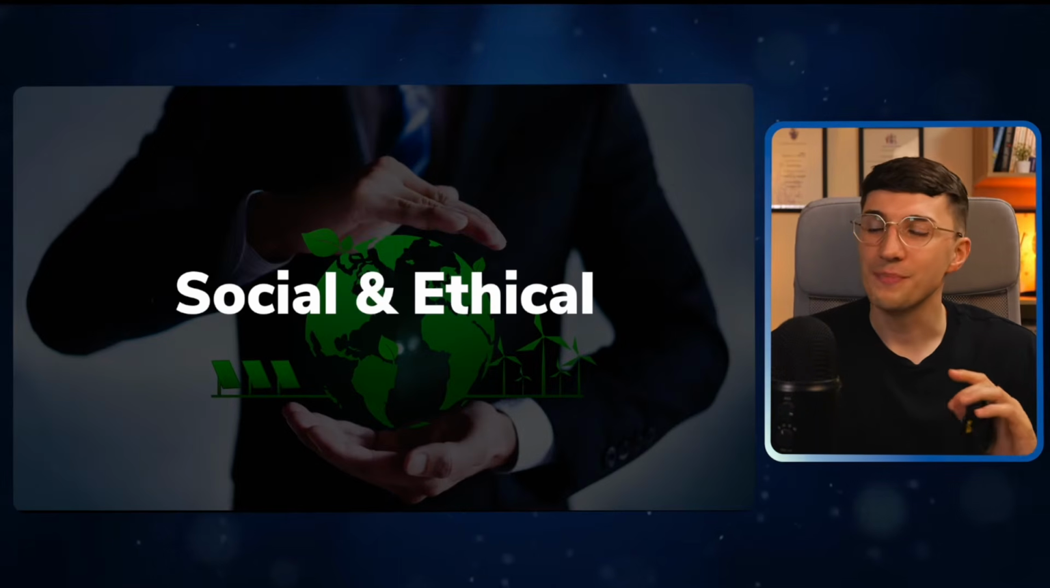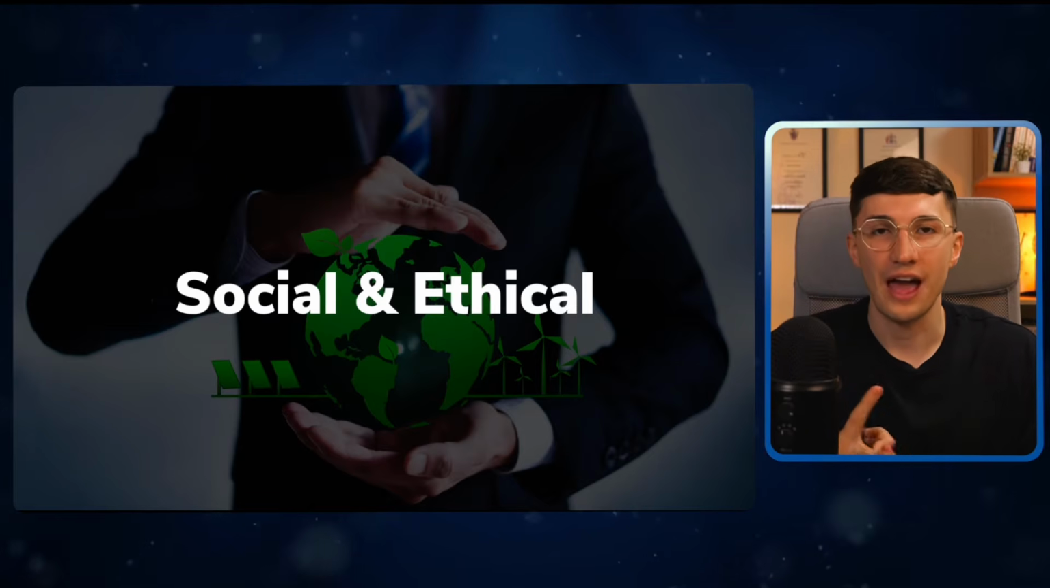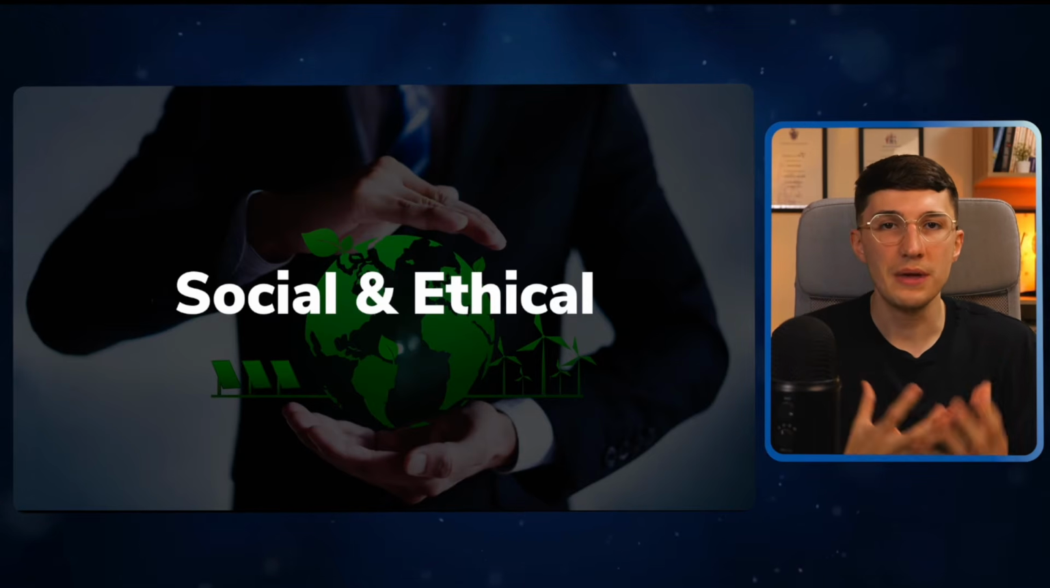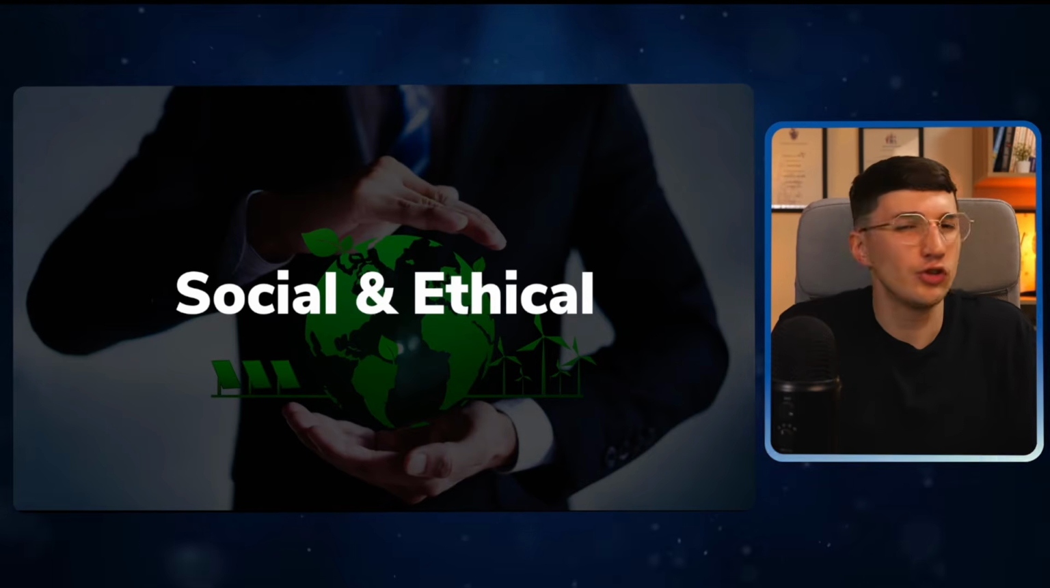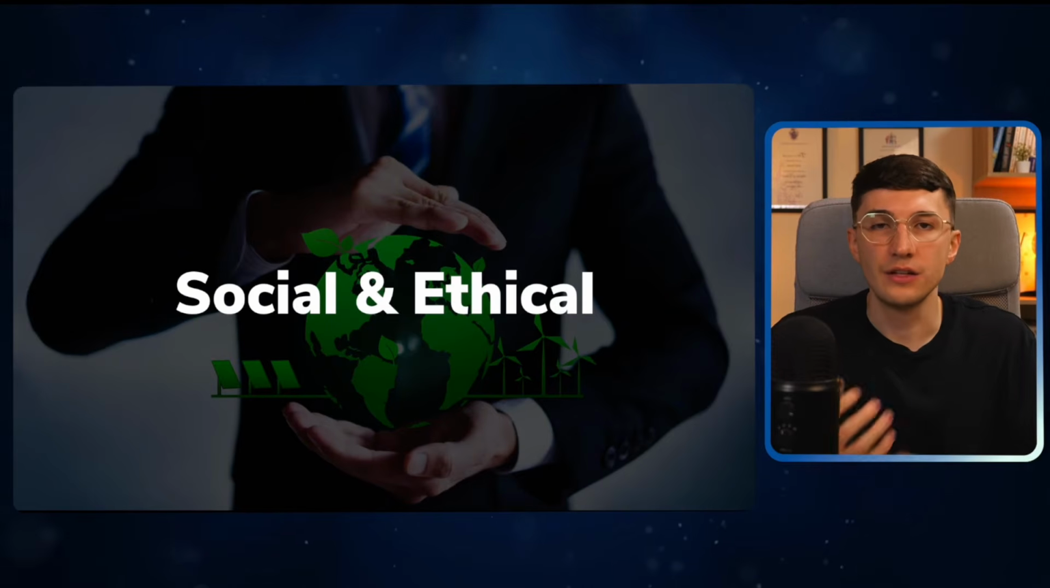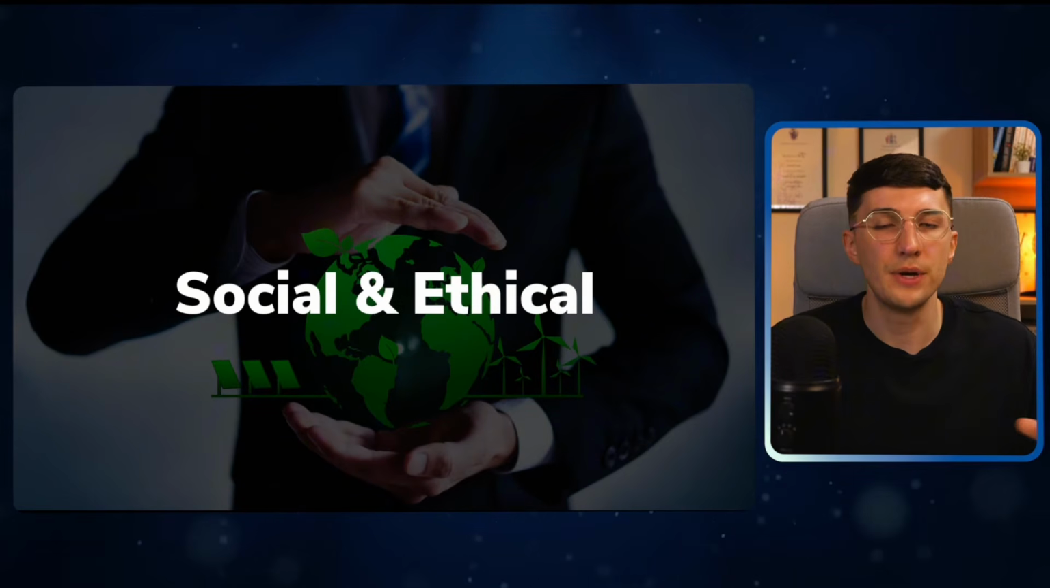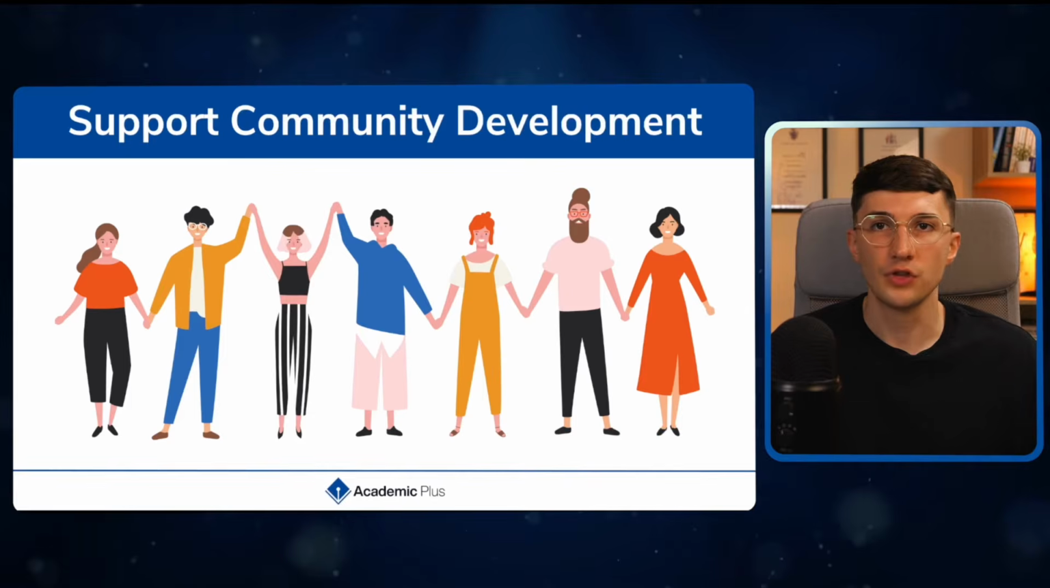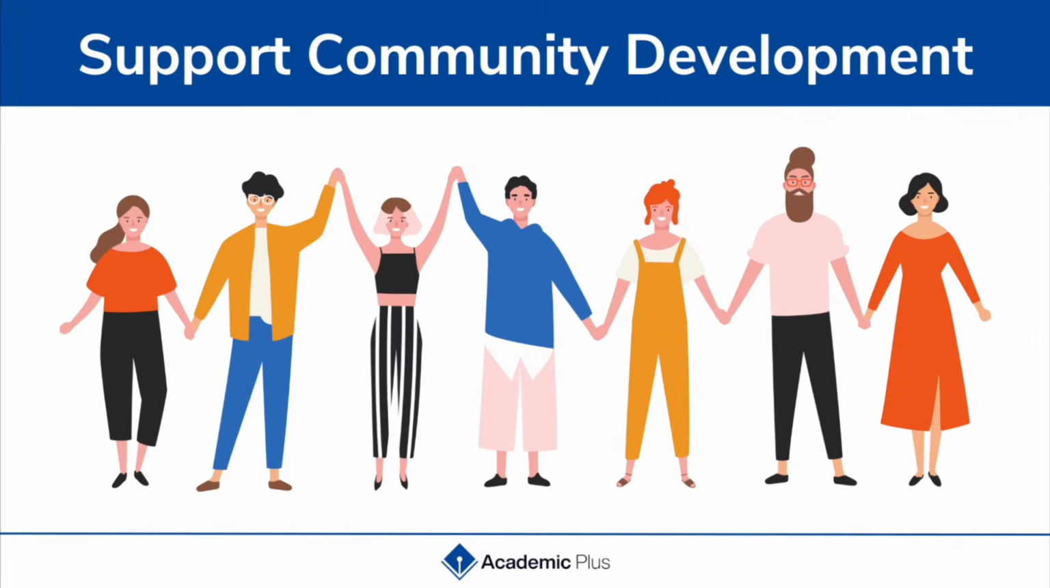And finally, the business may decide to also set social and ethical objectives. Now, what we mean by ethics, essentially, it's just doing the right thing. It's acting in a moral way, which is going above and beyond what is legally required of you. So here are some examples on the screen. So first of all, we could look at supporting community development. So potentially investing into the local community, sponsoring different events.